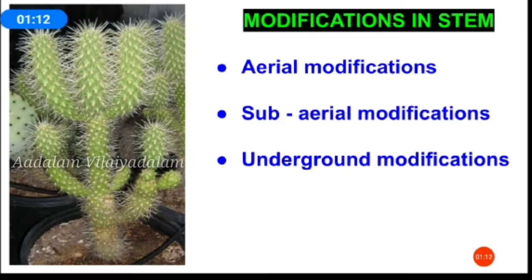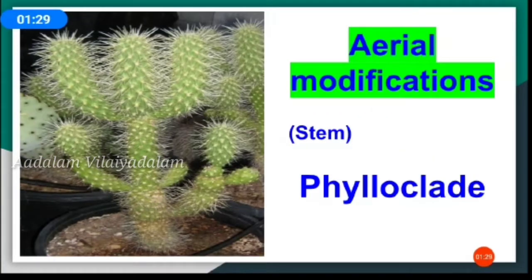Modifications in stems are of three types: aerial modification, subaerial modification, and underground modification. Now let us see the aerial modifications in stem.